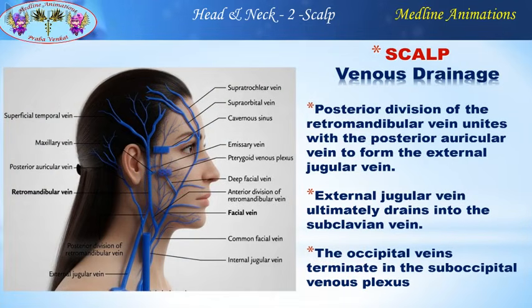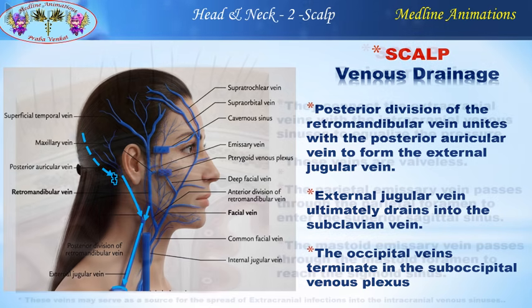The posterior aspect of the scalp is drained by occipital vein and posterior auricular vein. The posterior auricular vein unites with the posterior division of the retromandibular vein and forms the external jugular vein. External jugular vein ultimately drains into the subclavian vein. The occipital vein terminates in the suboccipital venous plexus.